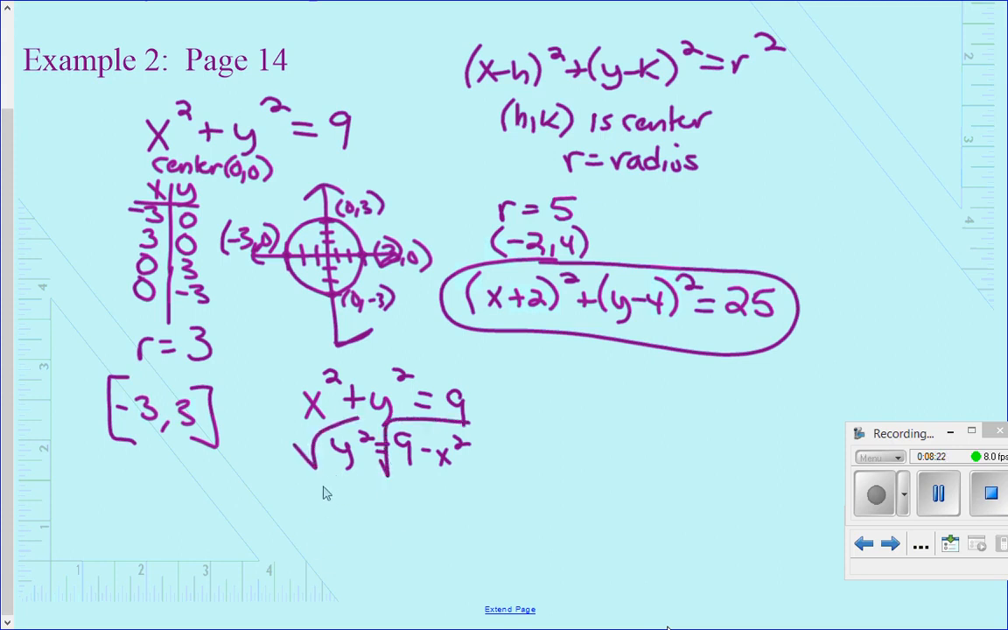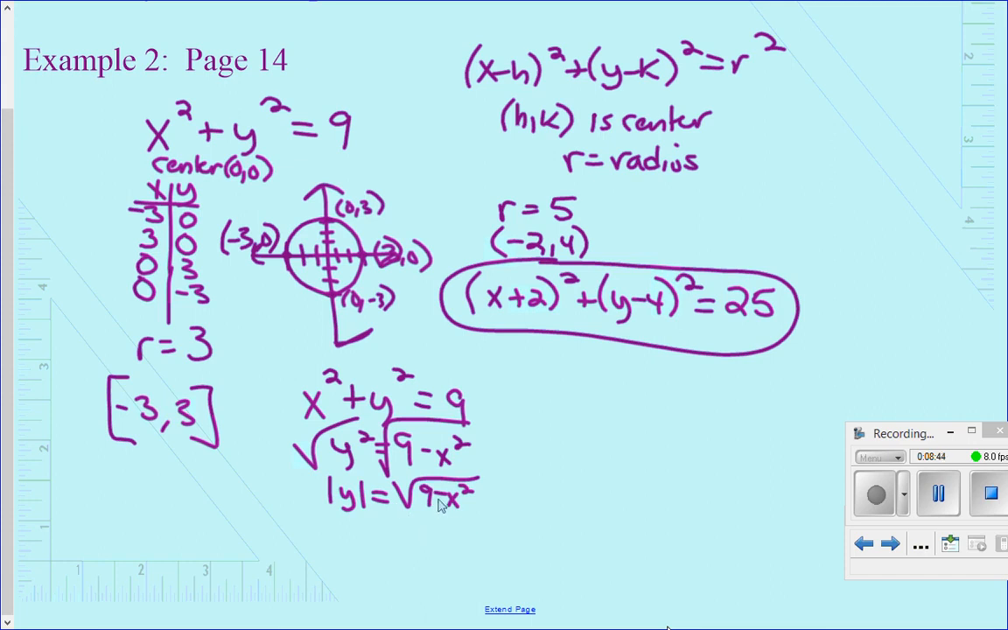Then we need to undo squaring, so I need to take the square root of both sides. We know the square root of y squared is the absolute value of y. This, be careful, you cannot simplify that. You have to leave it as the square root of 9 minus x squared. Common mistake would be to say that's 3 minus x. You cannot do that. If you do that, you're changing a circle into a line, and you don't want to change it into a line. It's a circle. So we keep it as the square root of 9 minus x squared.